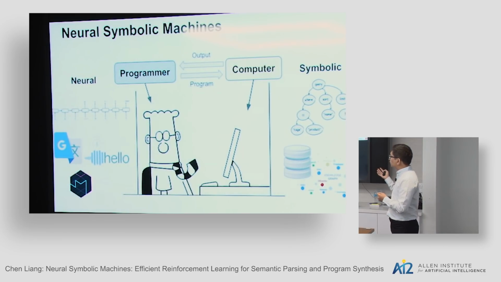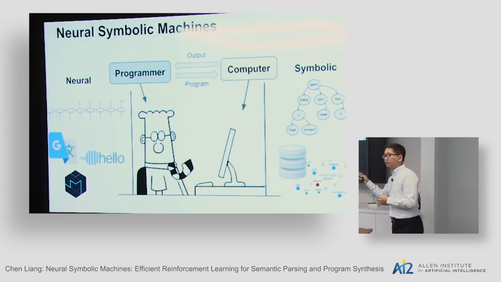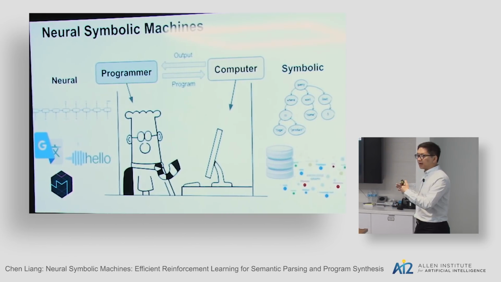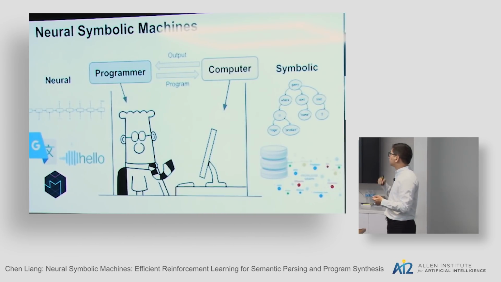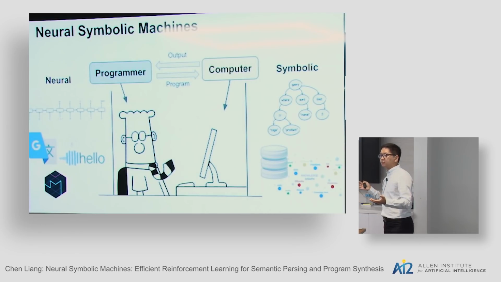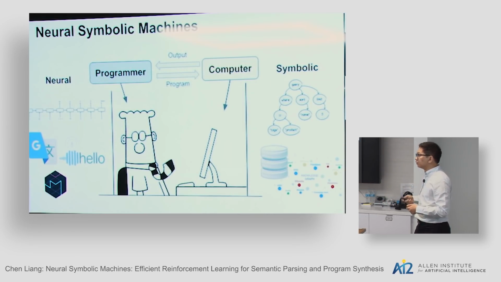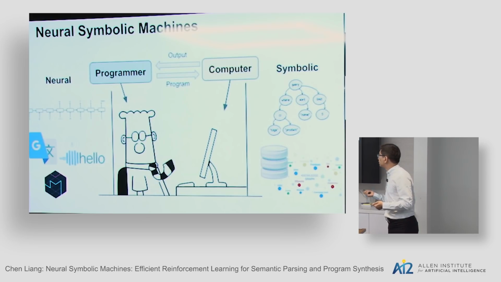Since the symbolic part will be hard to implement in a neural network, for example, arithmetic or sorting. And the neural net can learn from, say, a large amount of noisy data. Can we combine the two to learn to do complex reasoning?